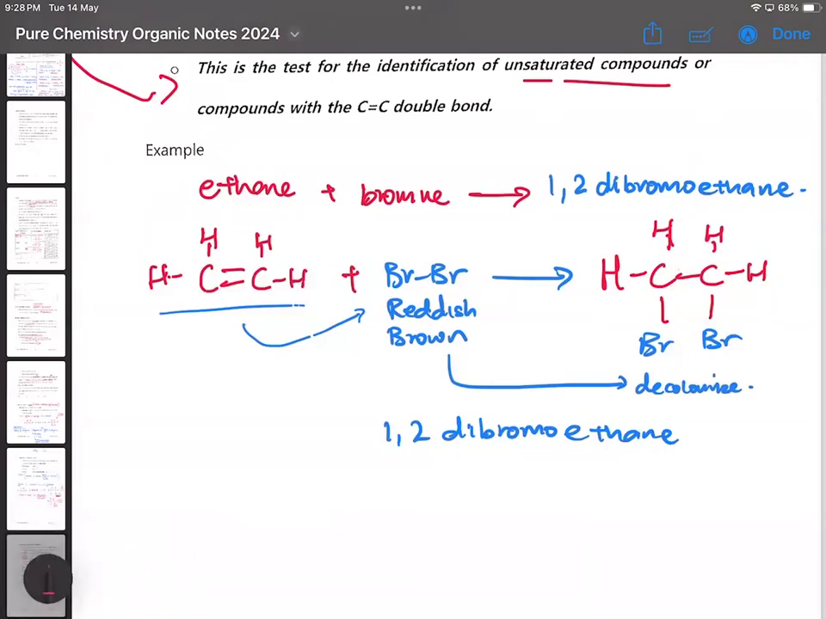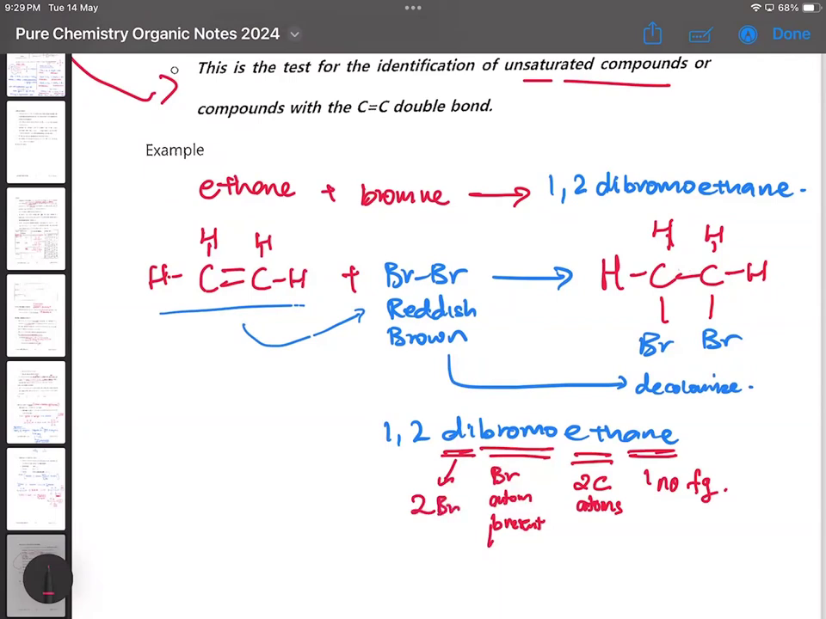First off, ANE. Why is it ANE? Because there is no functional group present. No more double bond, no more OH, no anything. So there's no functional group. Eth is because there are two carbon atoms. Bromo, because there are bromine atoms present. Dibromo means there's two bromine present.